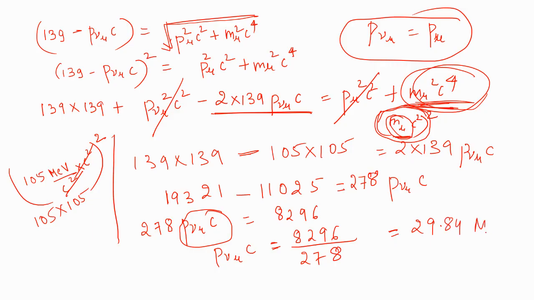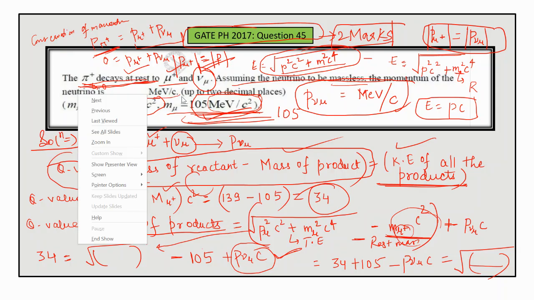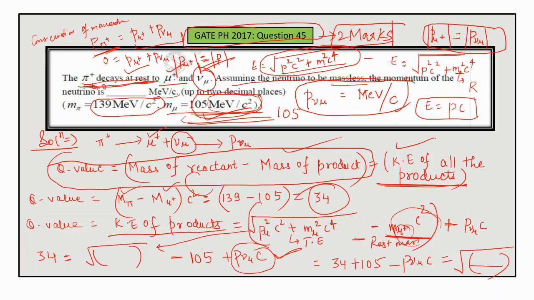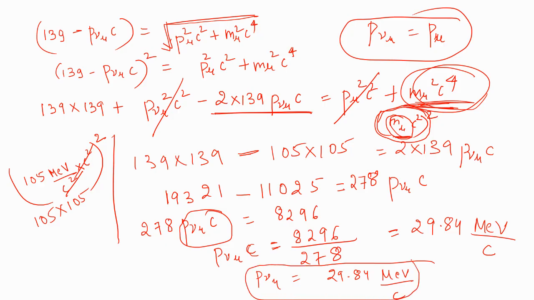29.84 MeV. Now I'll tell you why we have not taken this C to the denominator, because in the question it is asked that you need to find out the momentum in MeV by C, right? See the unit MeV by C. So what you will do? You will take this C to the denominator and you will get 29.84 MeV by C. See, units are playing a main role here.